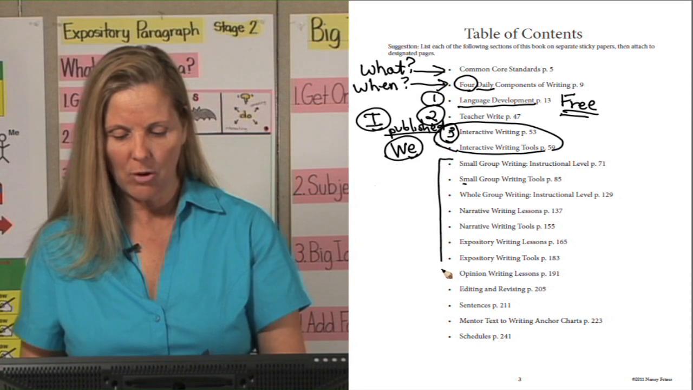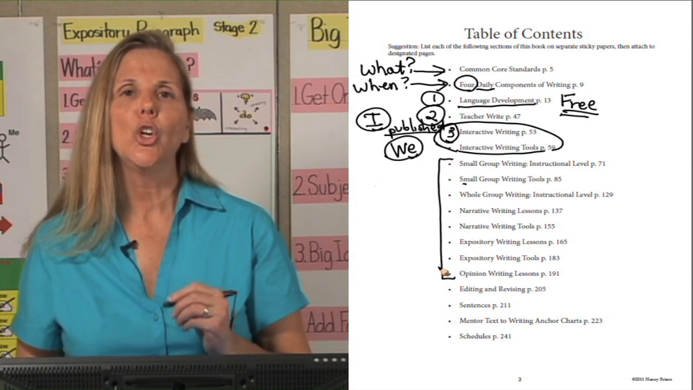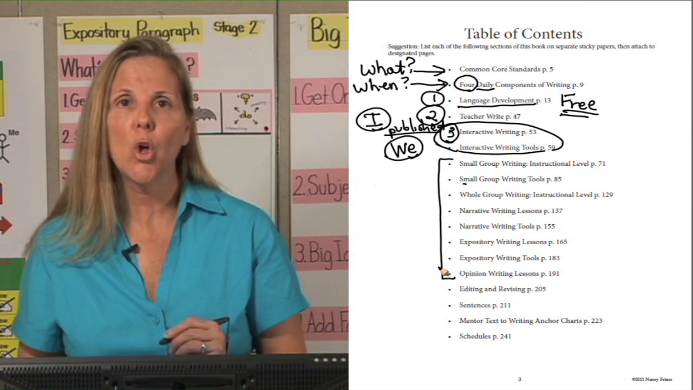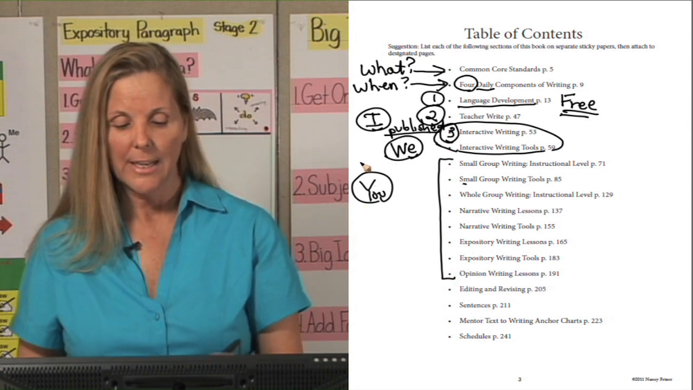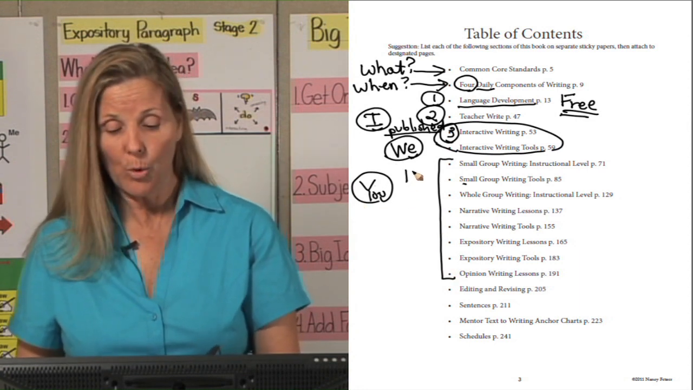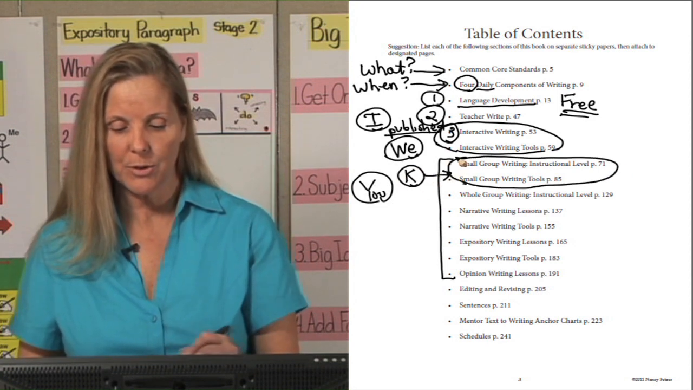First, I'm going to bracket all the chapters. There's many of them. Kindergarten, you are only going to do the small group for the you do it. So all these chapters are for the you do it model. Kindergarten, you're going to work with small group only. Let me circle those 2 chapters.